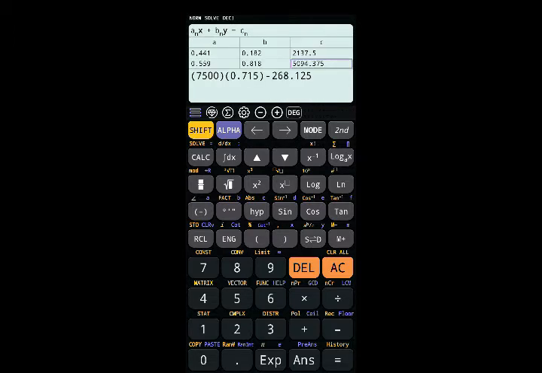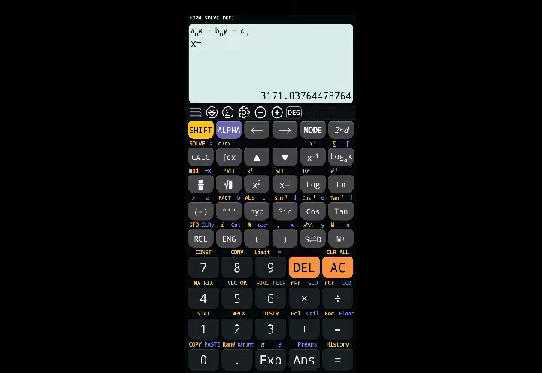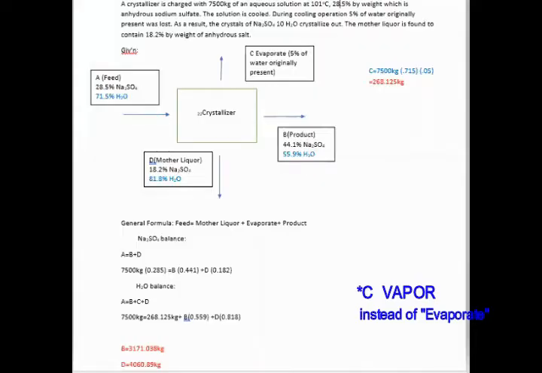and hit equals. So we already have the first value, the value for B, which is 3,171.038, and the value for D, 4,060.884. So we already have the values for the two missing variables. So we already have the weights of B, then C, then D. So that is how you're going to solve for crystallization problems.